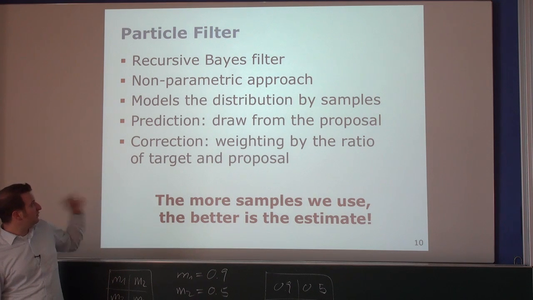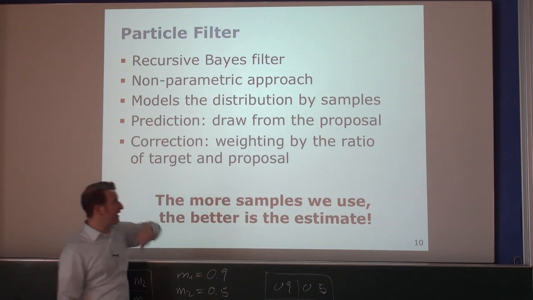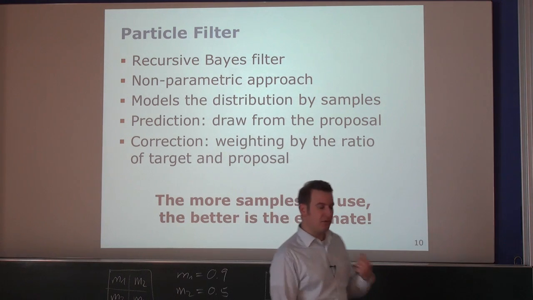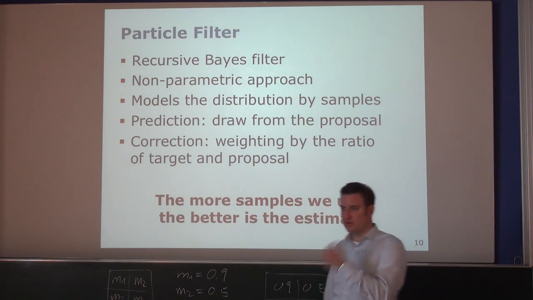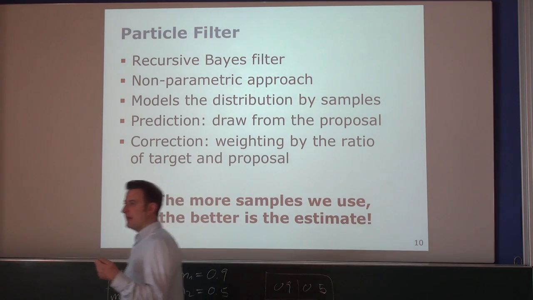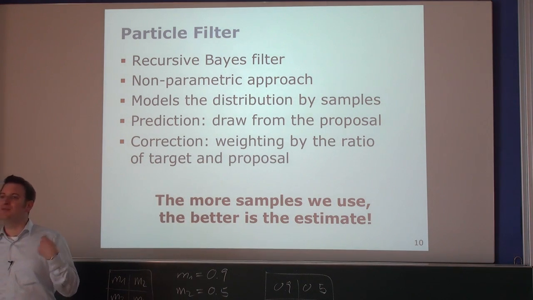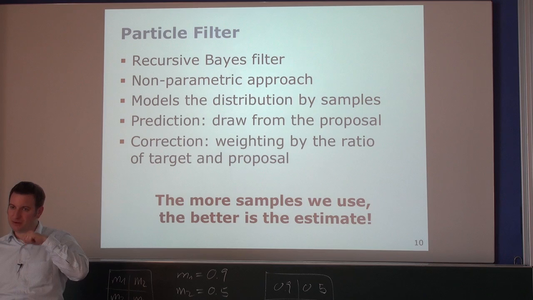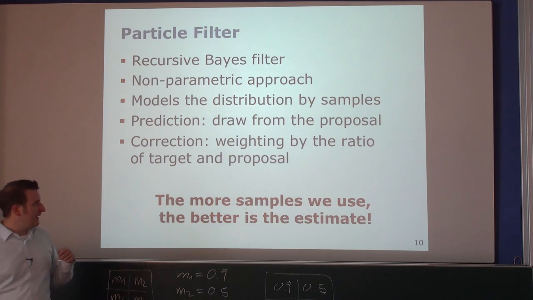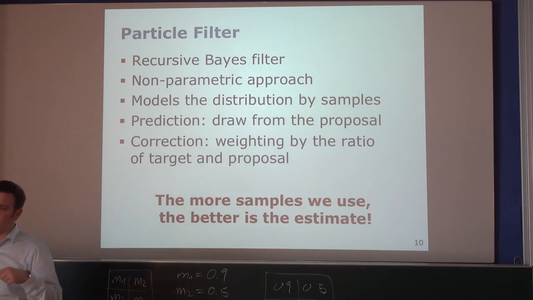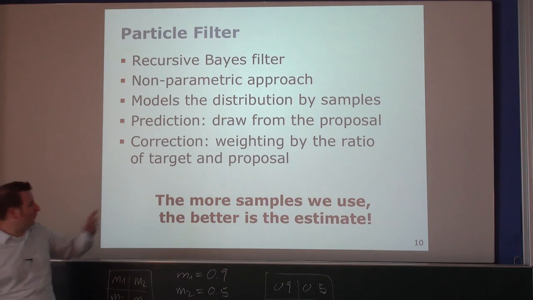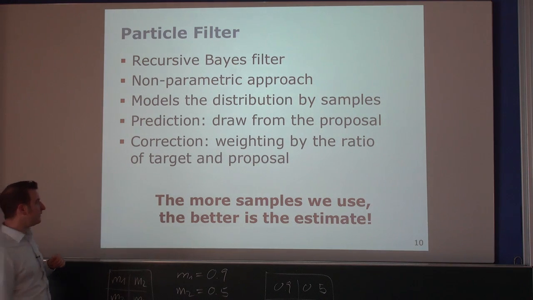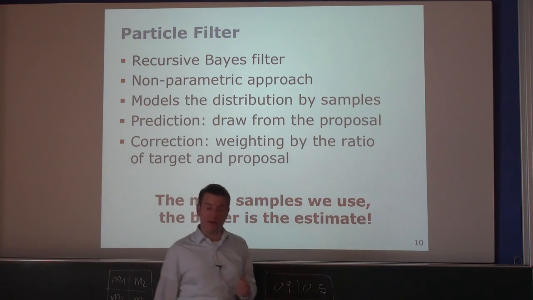And it has two steps, again, a prediction and a correction step. The prediction step draws samples from the so-called proposal distribution. This is a distribution I can easily sample from. And in terms of localization, I typically use my motion, my odometry, as a proposal to generate the new samples, taking into account the motion of the platform. And then I take my observations for doing the correction. And therefore, if we do this, we see the connection between the prediction and the correction step. And the important thing is the more samples we have, the better the estimate is.